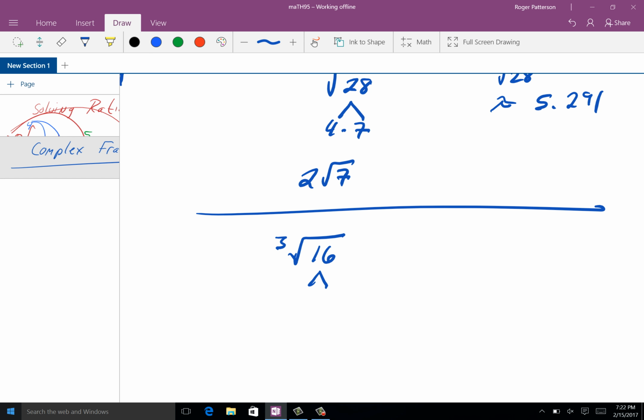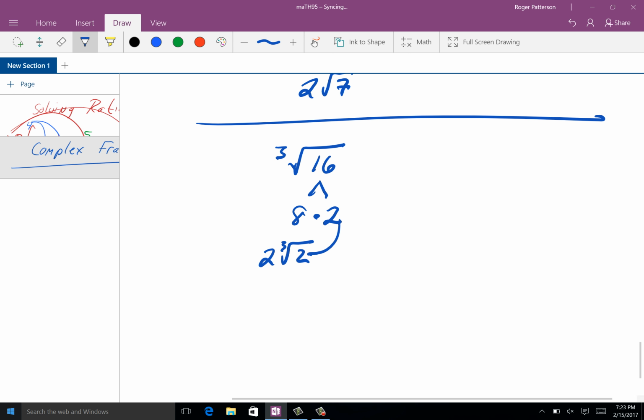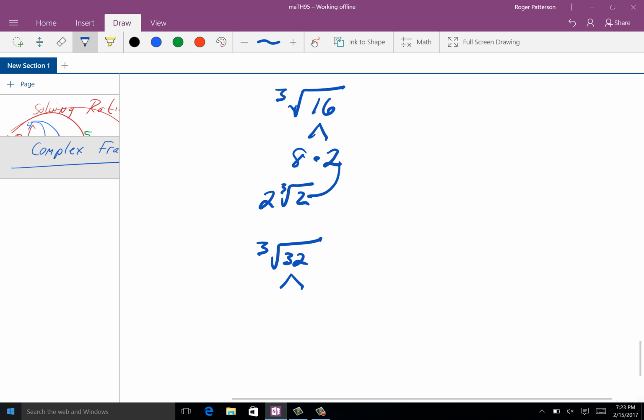Well, 2 is not a perfect cube. 8 is, and it goes in there. How many times does 8 go into 16? 2 times. Now the cube root of 8 is 2. So the 2 pops out in front. This is a cube root, and this 2 is right there. That's simplifying. You're getting an exact answer. Okay. Cube root of 32. So what goes into 32? That's a cube root.